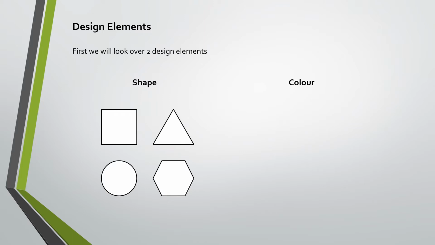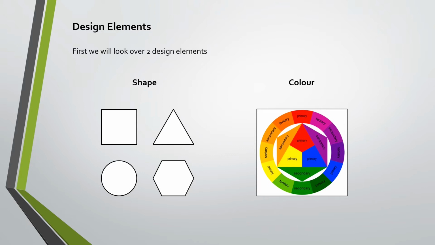So let's go on to take a wee further look at design elements. There's a lot of different design elements and principles, but you aren't required to learn all of them. All we're going to do is take a look at two design elements, and then afterwards we're going to take a look at two design principles. As you can see here, we have shape and color. First of all, we'll have a wee look at shape. We've got a couple of different shapes there, and of course we have color. We've got the color wheel right here.